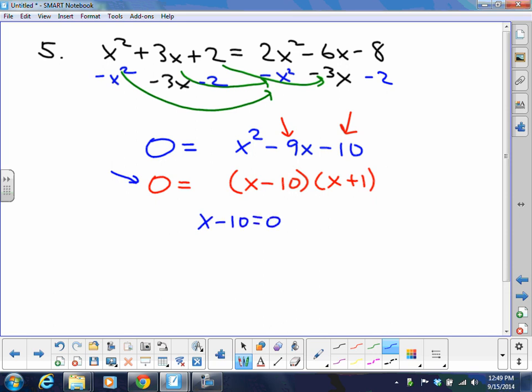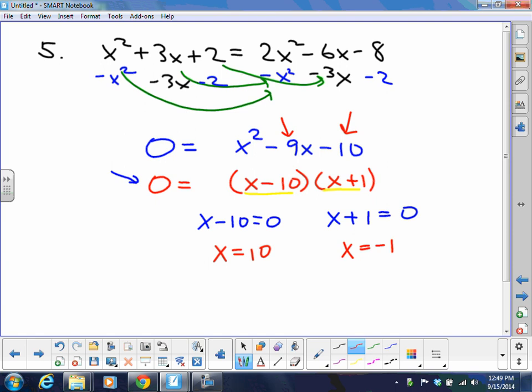Now we can use the zero product property. That says if two things are multiplied together, this times this equals 0, so one of the two has to be 0. And we can solve that in one little step and get our two answers that way. Okay, now the number 6 here, solve an equation graphically.